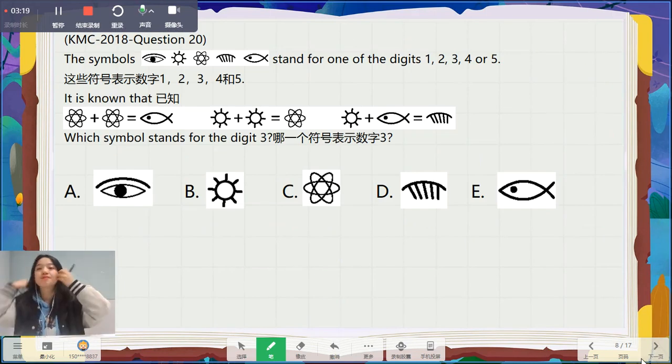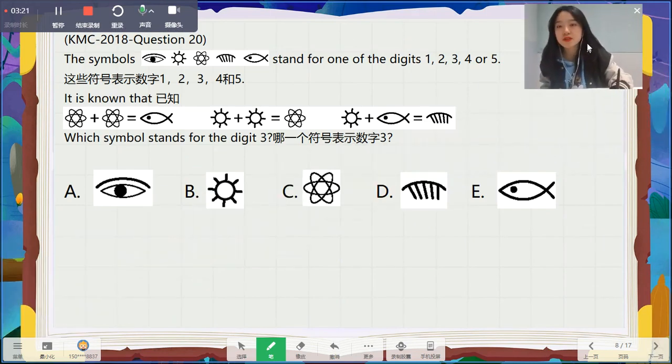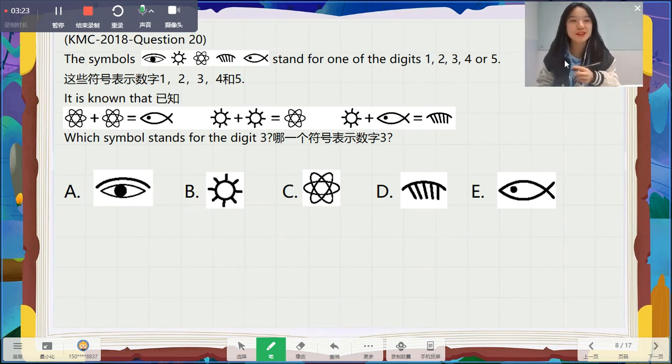Let's see the second question. There are some symbols. Let's give them a name: sun, flower, corn, and fish each stand for one of the digits 1, 2, 3, 4, or 5. And it is known that two flowers can add up to a fish, and two suns can add up to a flower. If we add a sun and a fish together, we can get a corn. So, how to use these relationships?